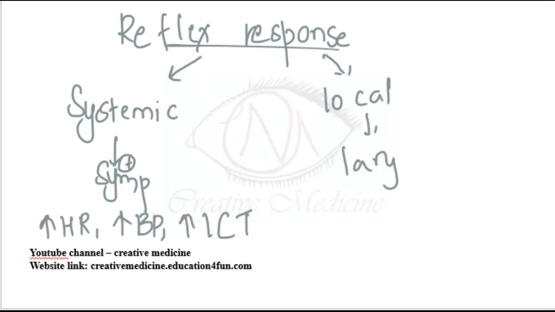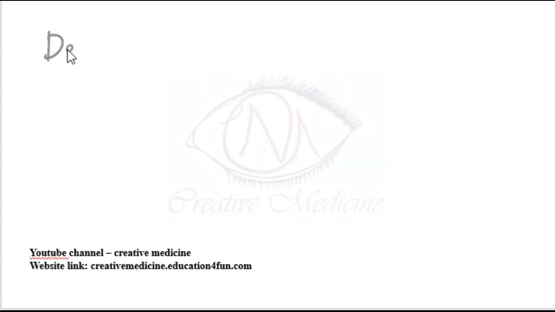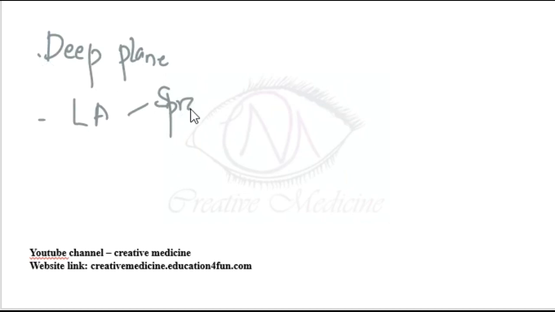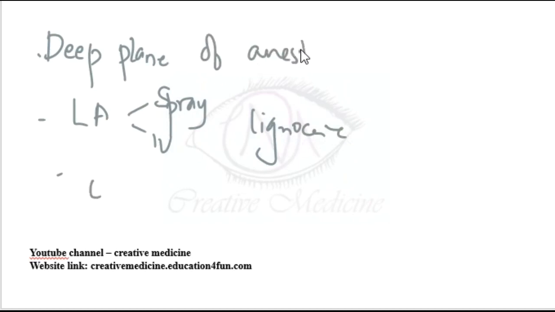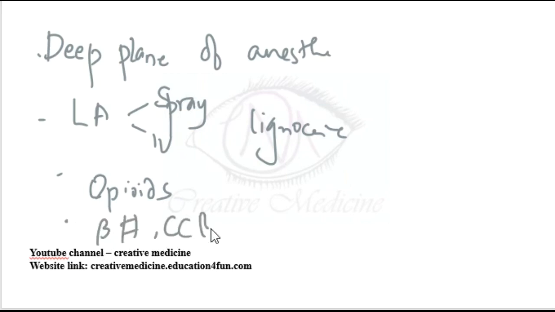In order to blunt these responses to intubation, we have to use a deep plane of anesthesia, local anesthesia, or lignocaine. The lignocaine can be used either in spray form or as IV. We should wait till the patient goes to a deeper plane of anesthesia. Opioids can be given in high risk cases where tachyarrhythmias or hypertension is suspected. We should give beta blockers and calcium channel blockers.